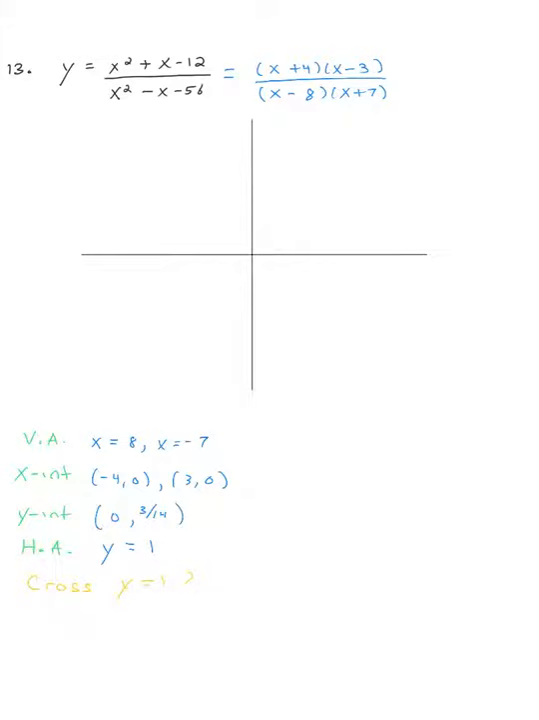Again, that's just taking my equation and setting it equal to 1. As we saw in the last example, that will amount to saying x minus 12 is equal to negative x minus 56. So if you set the equation equal to 1, cross multiply and cancel the x squares, it will reduce to this equation. If I add x and 12 to both sides, I get 2x is equal to negative 44. Dividing both sides by 2 gives me negative 22.